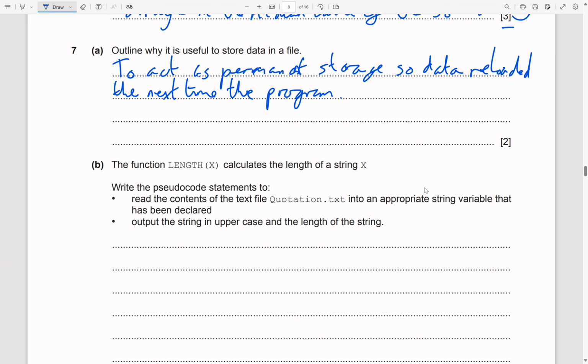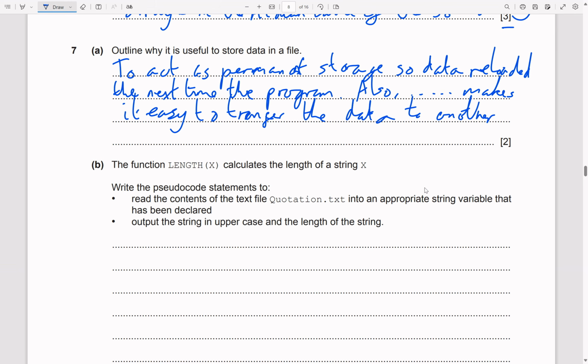And since it's 2 marks, we can also say storing it in a file also makes it easy to transfer the data to someone else, or to another computer, which can then be used to process that data. So let's say also storing data in a file makes it easy to transfer the data to another person or device. Okay, so I think that should be fine.